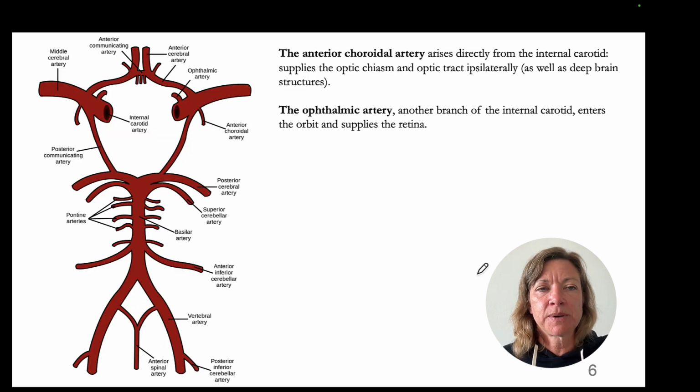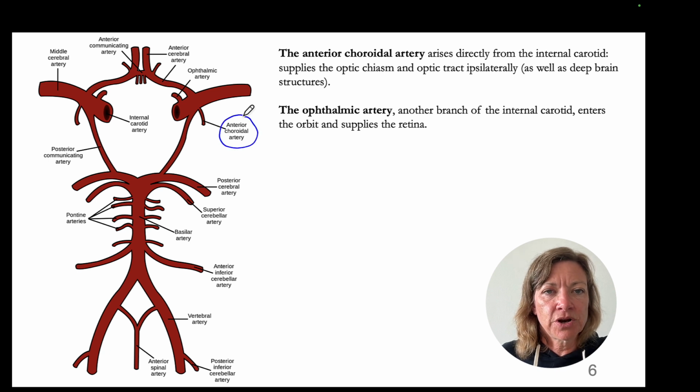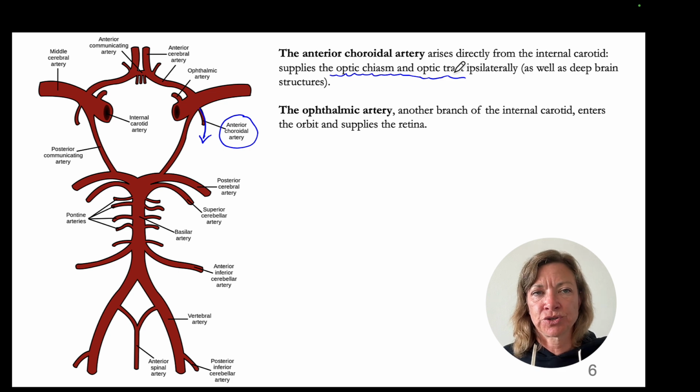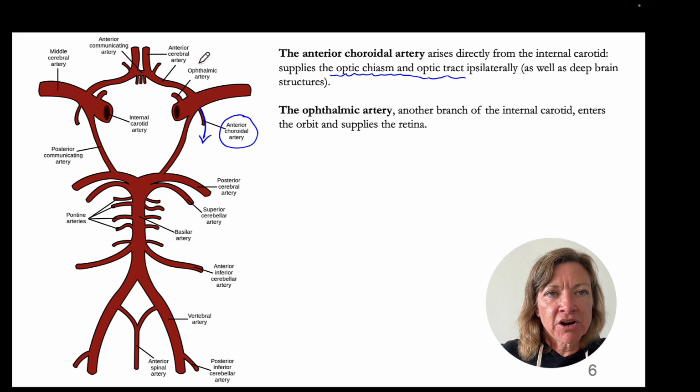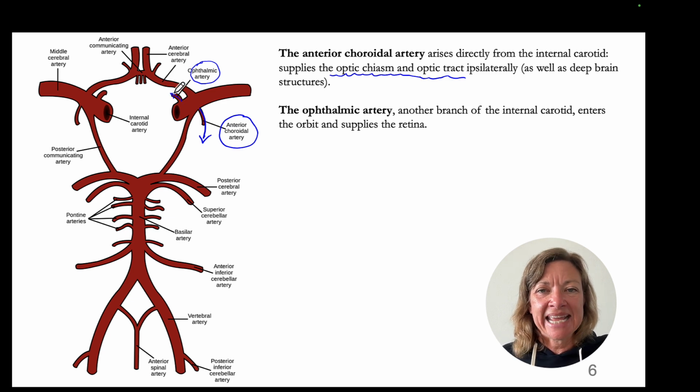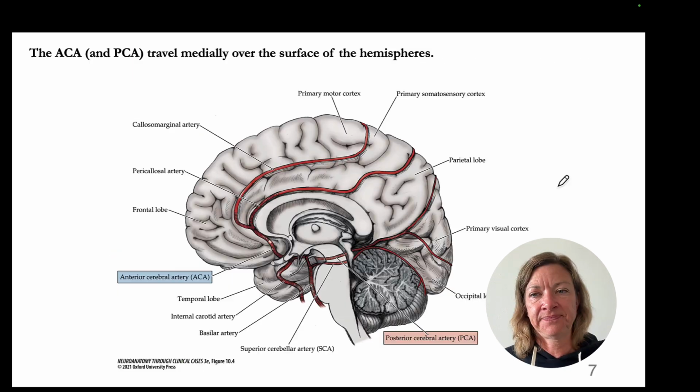Now, before we go on, I just want to point out two other arteries that are important clinically. The anterior choroidal artery arises directly from the internal carotid as a little branch, and it supplies the ipsilateral optic chiasm and optic tract, as well as some deep brain structures. The ophthalmic artery here is another little branch of the internal carotid, and it enters the orbit and supplies the ipsilateral retina. So just two little branches you should be aware of.